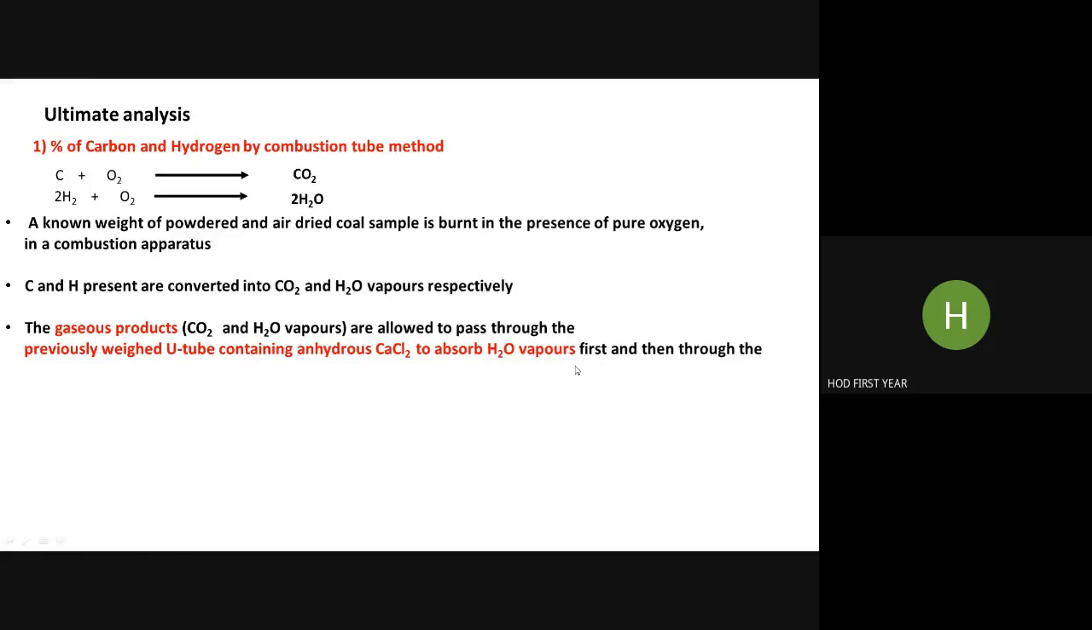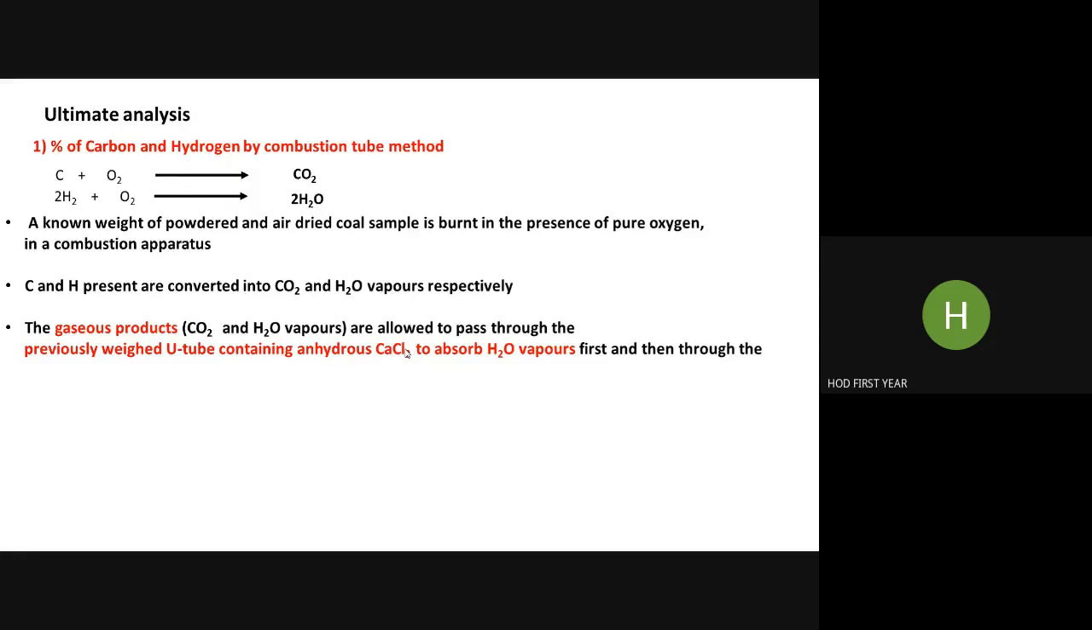So the meaning of this is, see, our aim is to measure the amount of H2O vapors produced, and that amount of H2O vapors can be expressed as percentage of hydrogen. Measuring vapor quantity directly is very difficult. So what we do is connect one U tube containing anhydrous calcium chloride. Anhydrous calcium chloride is an efficient water absorbent, an efficient moisture absorbent. You might have heard about this.